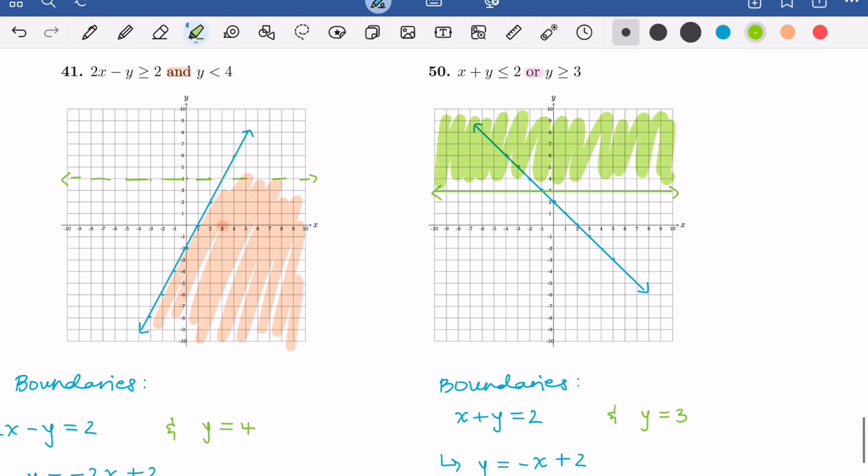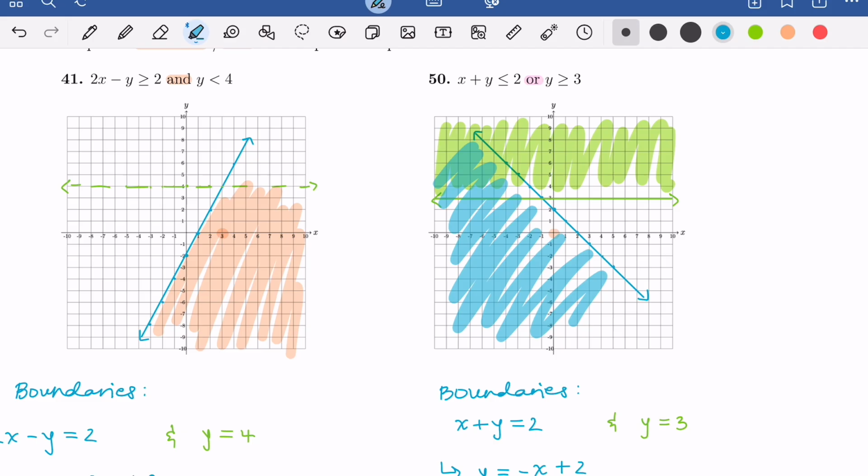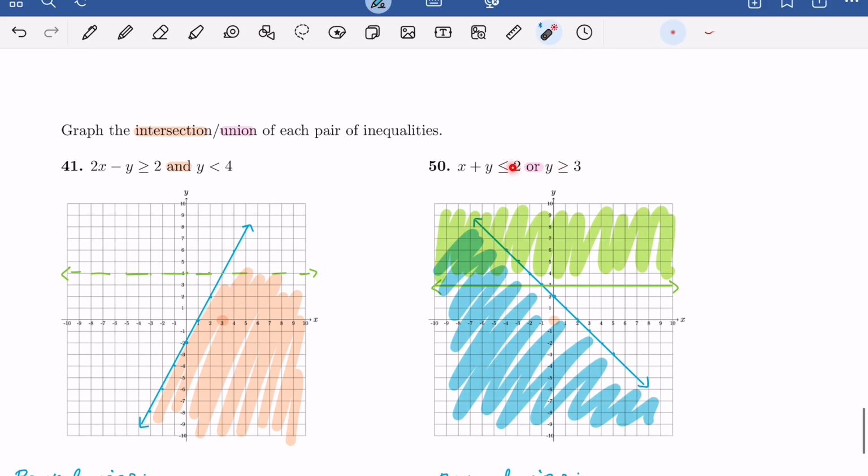So since that test point was right here, that means everything to the left of this blue line is going to satisfy this inequality here. So what we're going to do then is shade everything to the left of this. Now, again, just to emphasize, this is the union of these two inequalities. So what we're saying is everything in green is a solution and everything in blue is a solution.